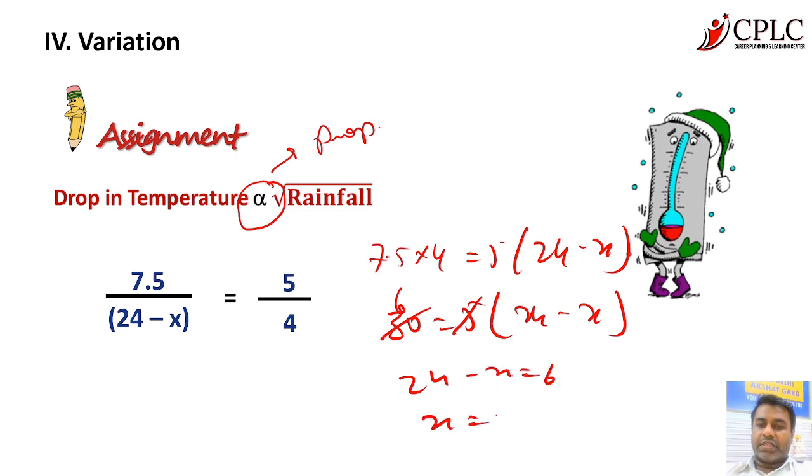So if I find x, it will be equal to 24 minus 6. So 24 minus 6 is basically 18. So now the temperature becomes 18 degrees Celsius.